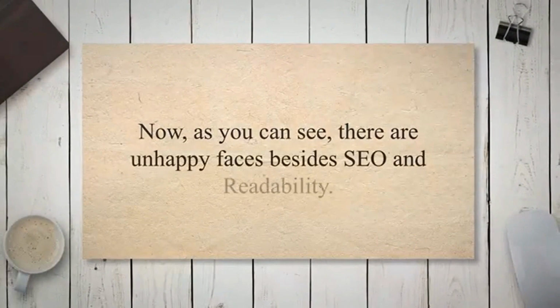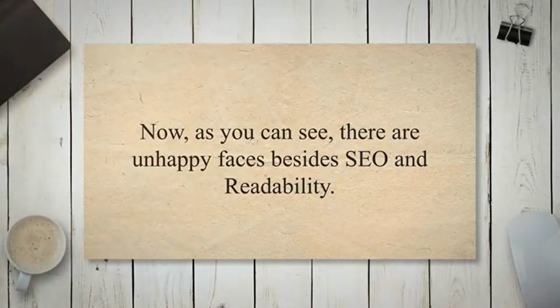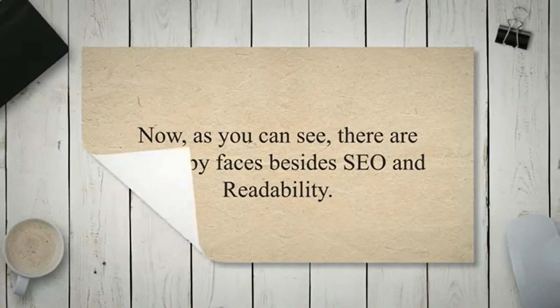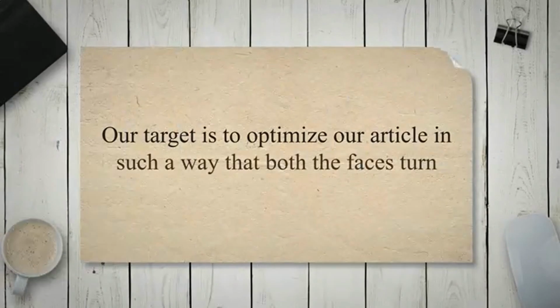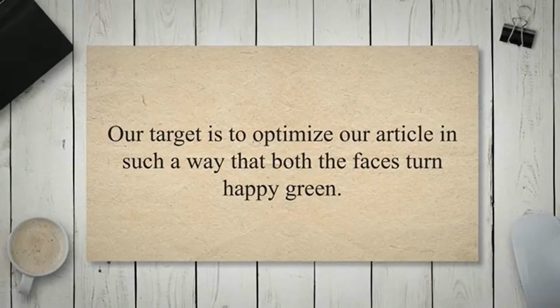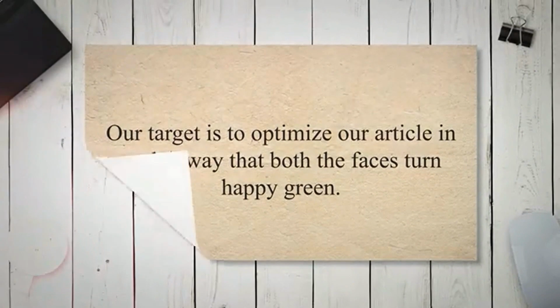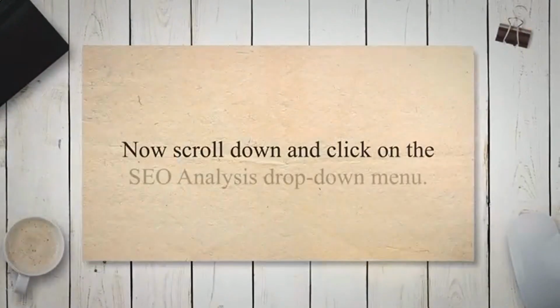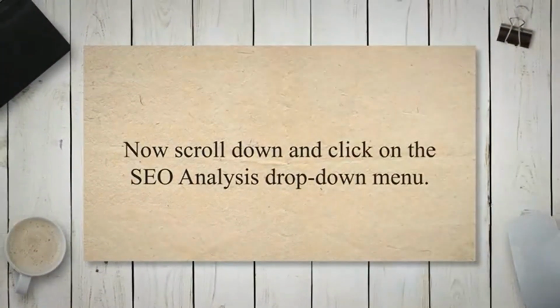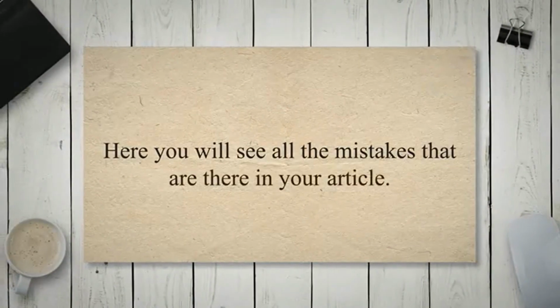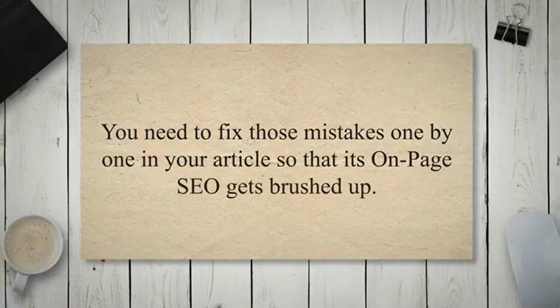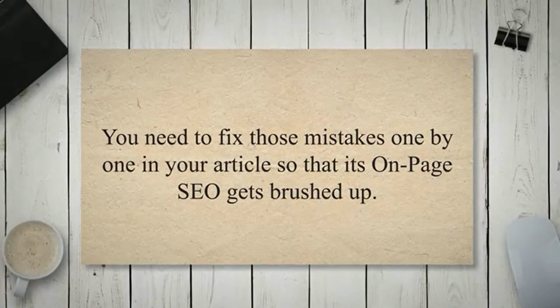Now, as you can see, there are unhappy faces beside SEO and readability. Our target is to optimize our article in such a way that both the faces turn happy green. Now scroll down and click on the SEO Analysis drop-down menu. Here you will see all the mistakes that are there in your article. You need to fix those mistakes one by one in your article so that its on-page SEO gets brushed up.